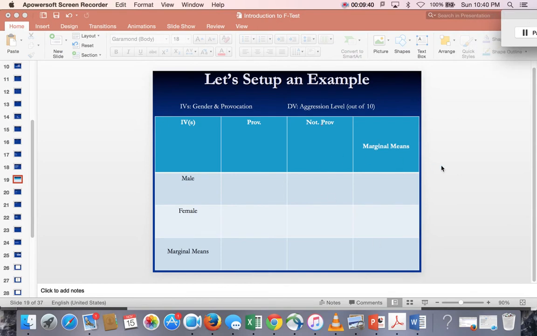So I've set up our examples here, and again, just to make sure that we keep everything consistent, using the example of gender and provocation, and I have my aggression level as my dependent variable out of a score out of 10.